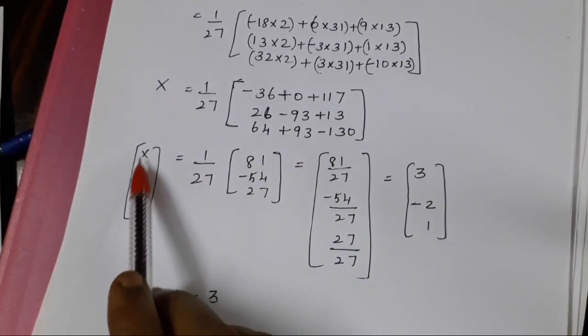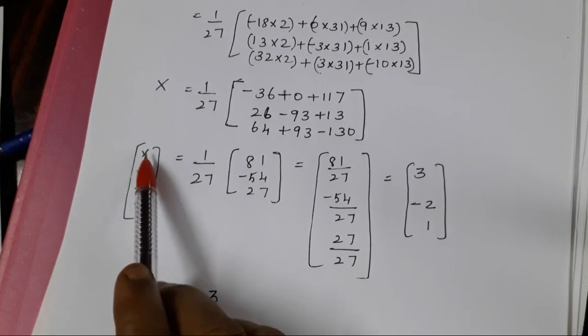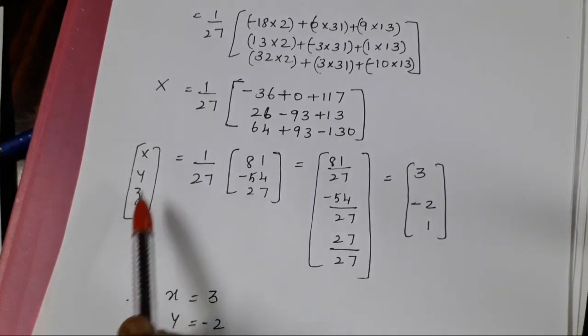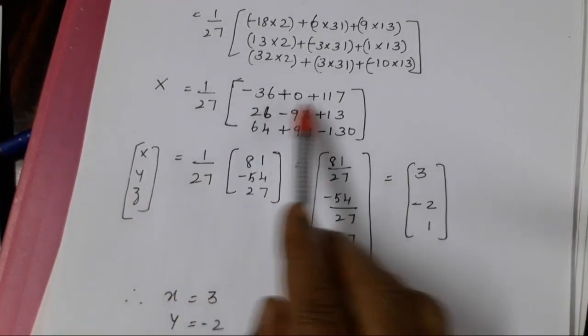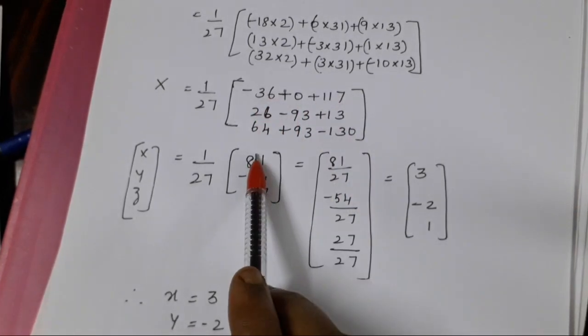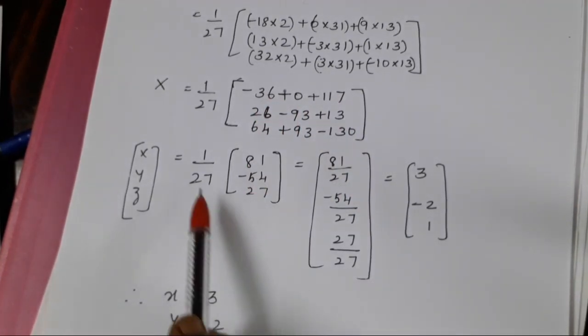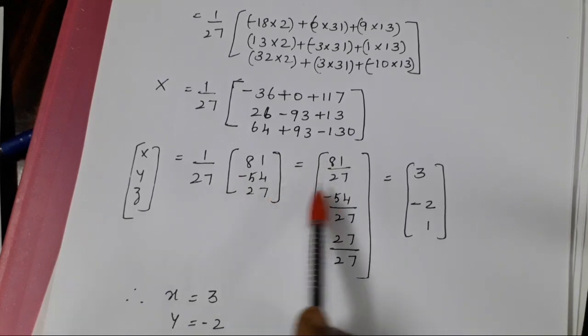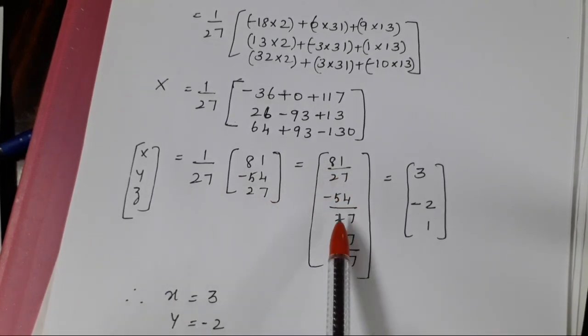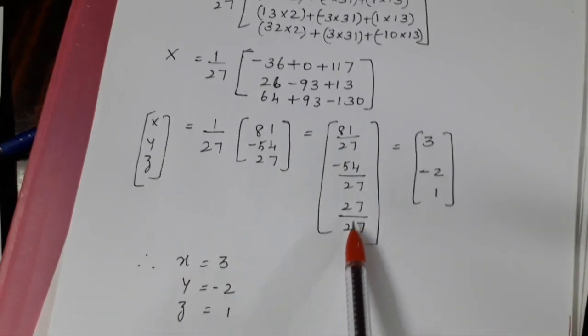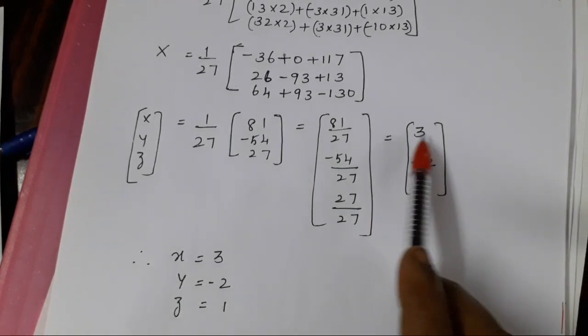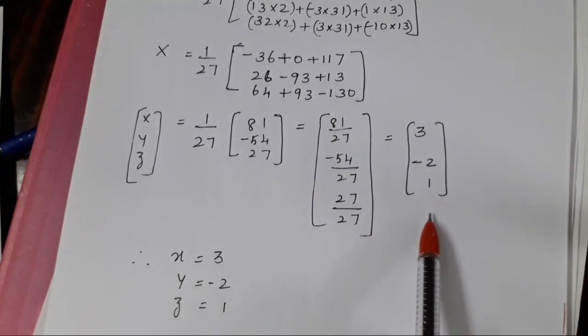Next, instead of capital X, how many variables are we going to find? 3 equations, so 3 variables. Keep it as capital X. So X, Y, Z equals 1 by 27 into the calculated values. What do we get in the first step? 81 minus 54, which is 27. Now divide each number by 27: 81 by 27 minus 54 by 27, and 27 by 27. We get 3 minus 2, which is 1.